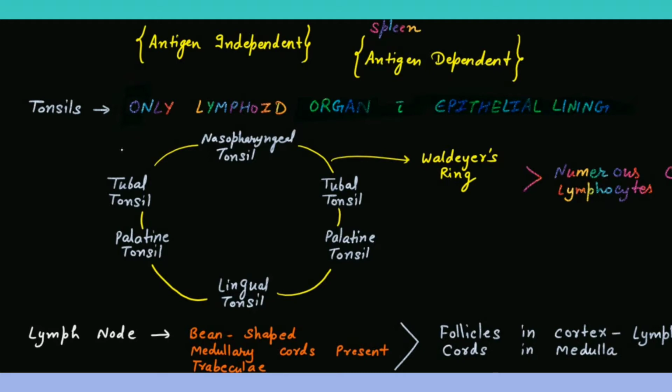They are the nasopharyngeal tonsils, then the tubal tonsils, the palatine tonsils and the lingual tonsils. The tubal and the palatine are paired, and the nasopharyngeal and lingual are single. Together they form a ring that is known as Waldeyer's ring.